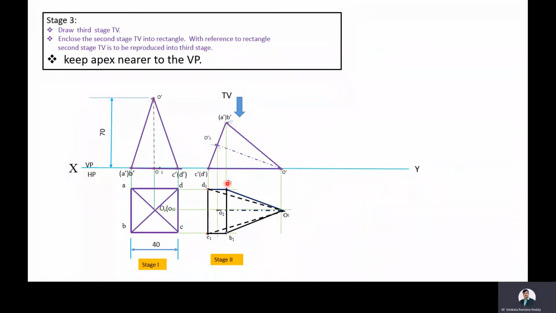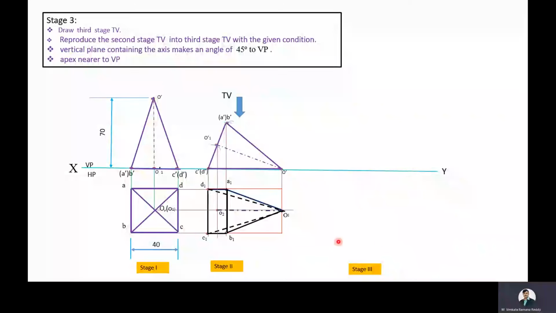In order to easily reproduce the second stage top view into the third stage top view, we are enclosing the second stage top view in a rectangle, and with reference to the rectangle, we'll reproduce the second stage top view into the third stage top view. Draw a 45 degrees inclination line to the XY line. Along this inclination line, the axis line comes, and to this inclination line, the shorter sides of the rectangle are perpendicular and the longer sides of the rectangle are parallel. So reproduce the rectangle from the second stage to the third stage.